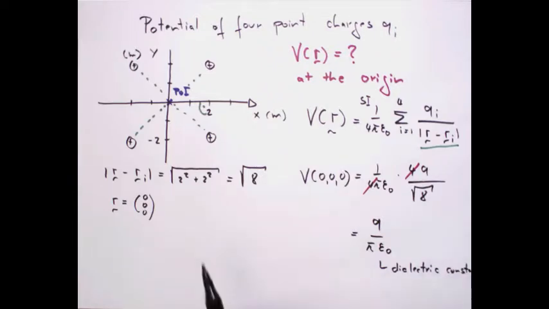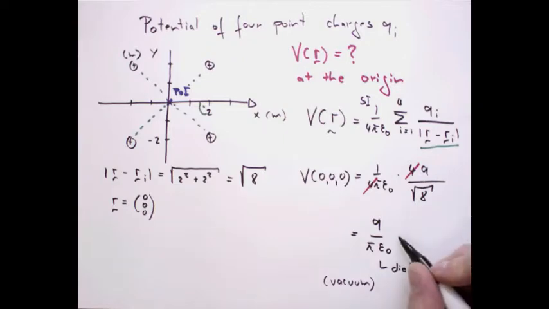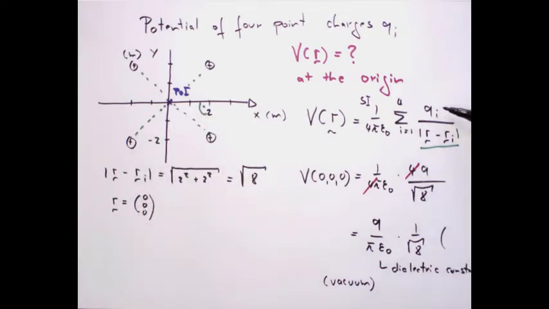We are therefore dealing with a problem in vacuum, or in good approximation it could also be a problem in air, times 1 over square root of 8. And since I talked about 1 Coulomb, and the distances are in meters, the unit of this would be volts.